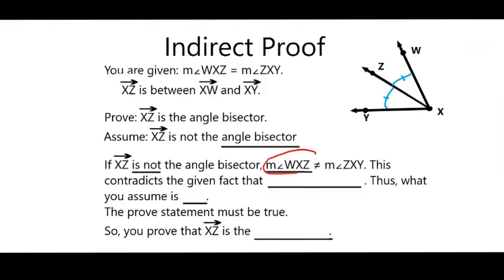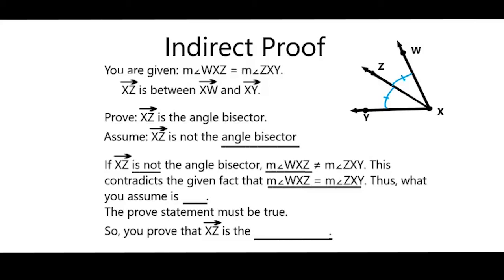This contradicts the fact that what? What does this contradict the fact of? Well, it contradicts what you're given. What are we given? We are given that the measure of angle WXZ is equal to the measure of angle ZXY. So our next blank is the measure of angle WXZ is equal to the measure of angle ZXY.